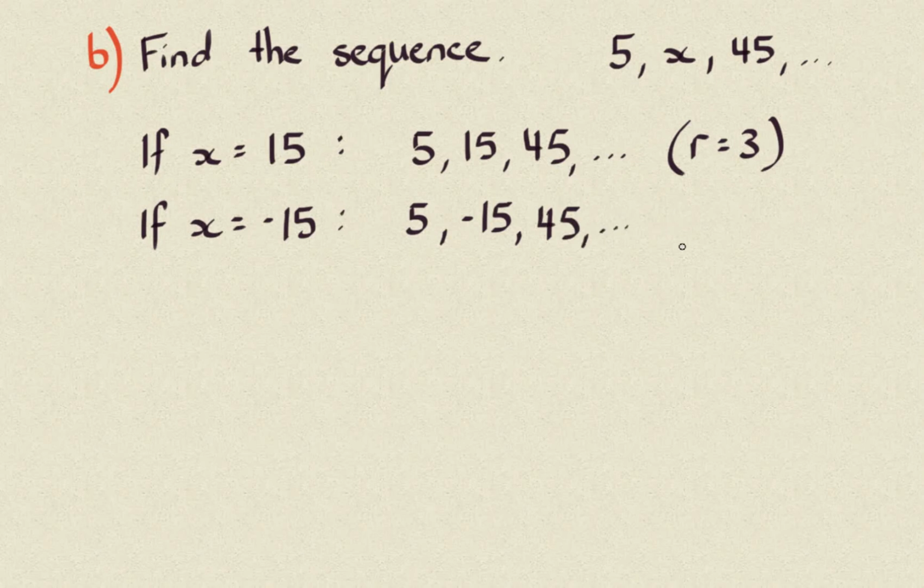And in this case, what's our common ratio? Well, in this case, our common ratio is negative 3. And see how the sequence still makes sense. 5 times negative 3 gives us negative 15. But when we multiply that by negative 3 again, the two negatives make a positive, and we get positive 45.